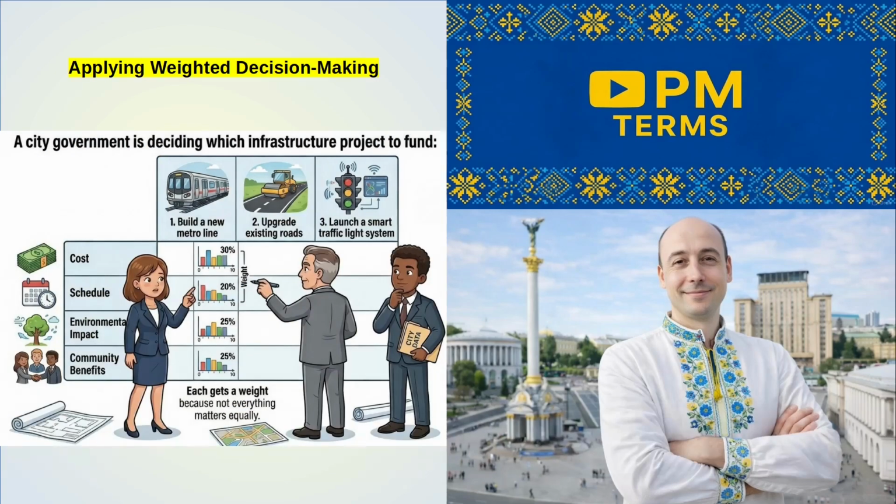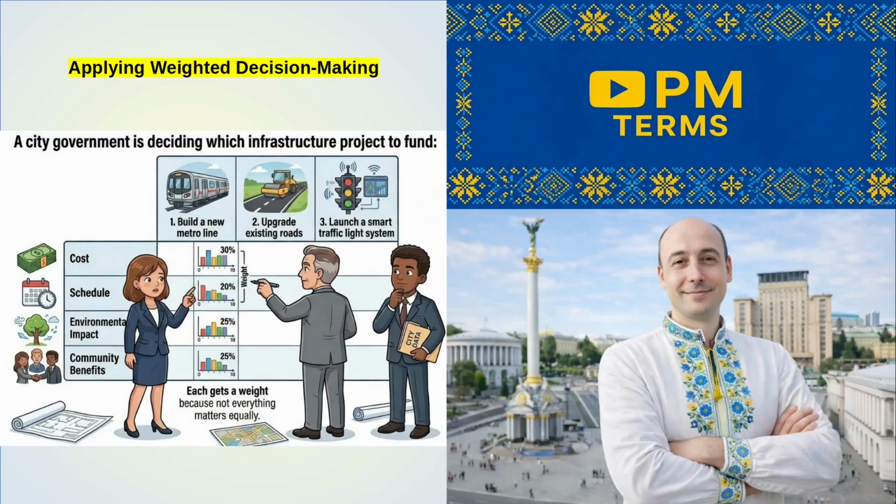Let's put this into context with an example. A city government is deciding which infrastructure project to fund: build a new metro line, upgrade existing roads, or launch a smart traffic light system. They set up categories: cost, schedule, environmental impact, and community benefits. Each gets a weight because not everything matters equally. Let's look deeper into this example.